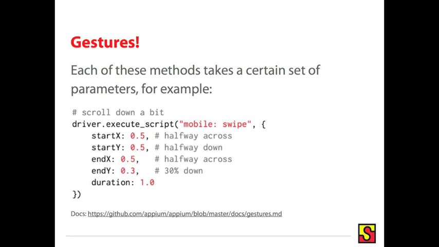So I should say here that the way that you run execute script and the way that you pass parameters to these mobile methods differs from platform to platform, differs from client library to client library. So this is how it looks in Python, but in Java it looks different. And in JavaScript it looks different as well. So I recommend that you take a look at the gestures documentation for Appium and try and find examples for your language so you see the correct syntax for making use of these methods. And the link is on the bottom of this slide.